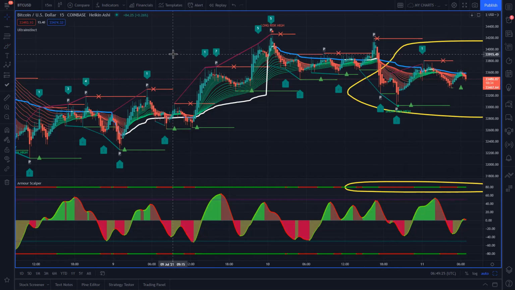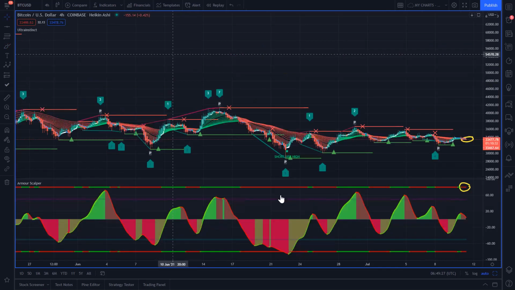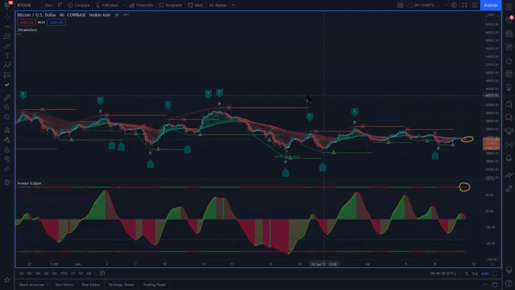And same goes for this green trend line. This is a super trend. When super trend is green, ribbon is green, then what you get on 15 minutes. Let me show you here. Not this one.